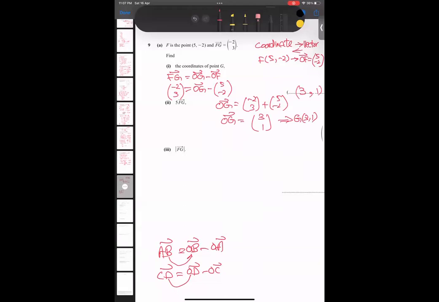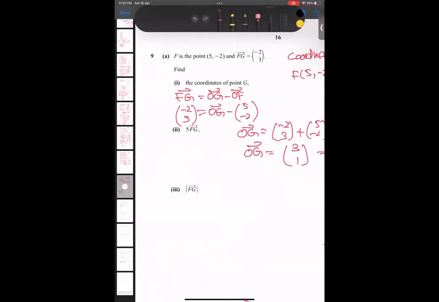Now he's asking for 5 times 2 FG. So 5 times 2 FG vector is 5 times FG vector is here. So 5 times 2, -2 and 3. I'm getting -10 and 15, and that's it. This is my answer for it.